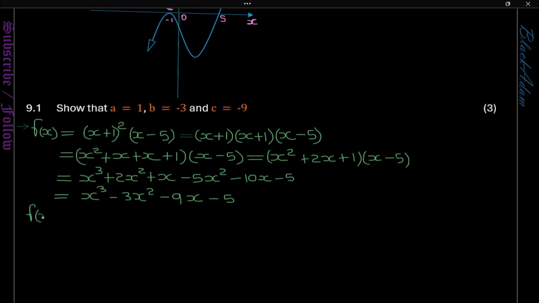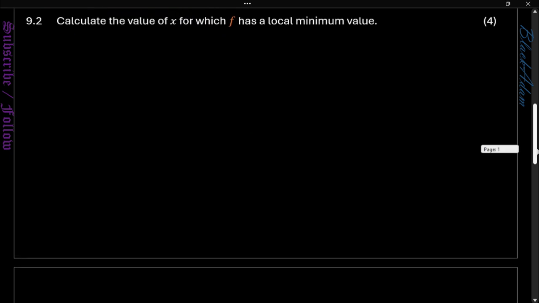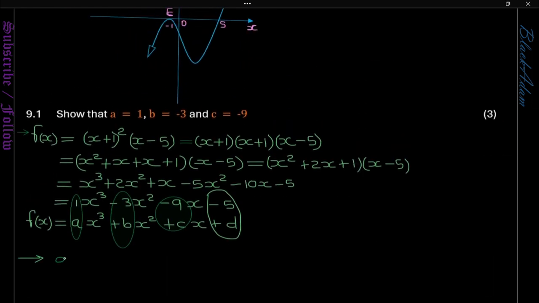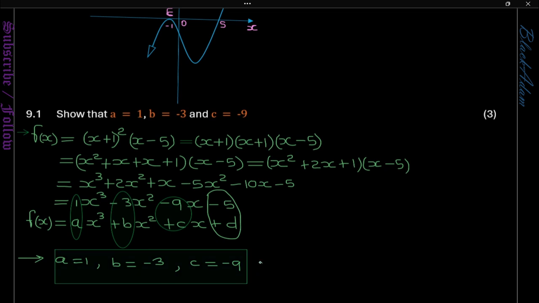Now with that information, we write the standard equation, which is ax cubed plus bx squared plus cx plus d. So d is -5, a you can see is 1, b is -3, c is -9, and d is -5. We're not asked about d because d was given. So a is 1, b is -3, and c is -9. So we proved all that. That's our answer for 9.1.